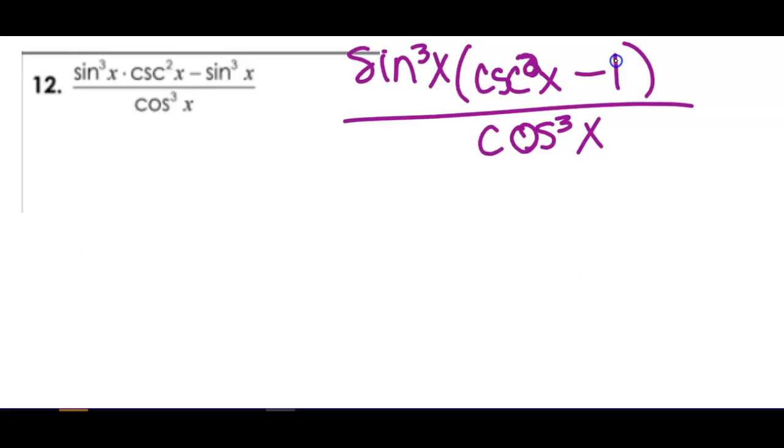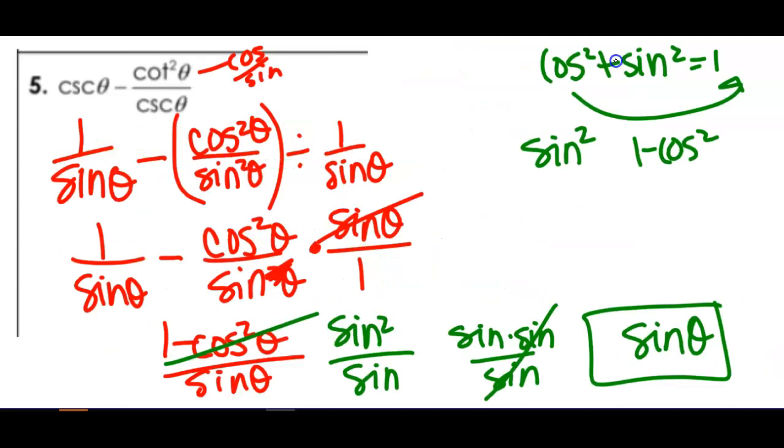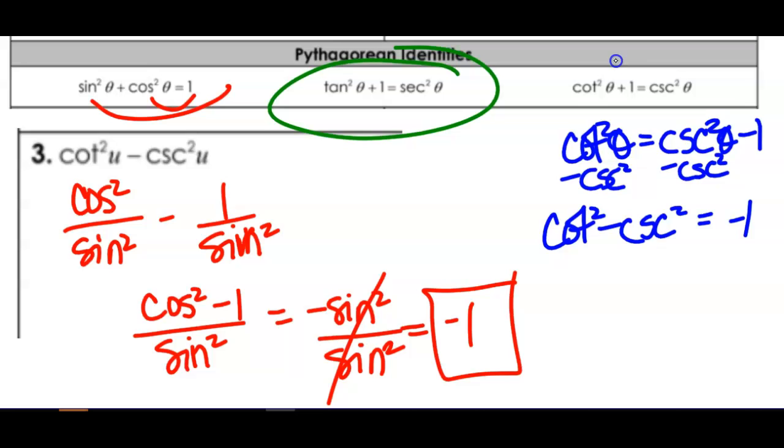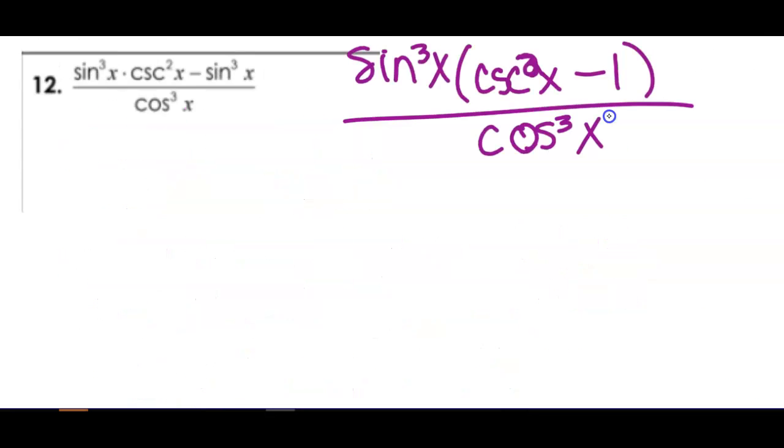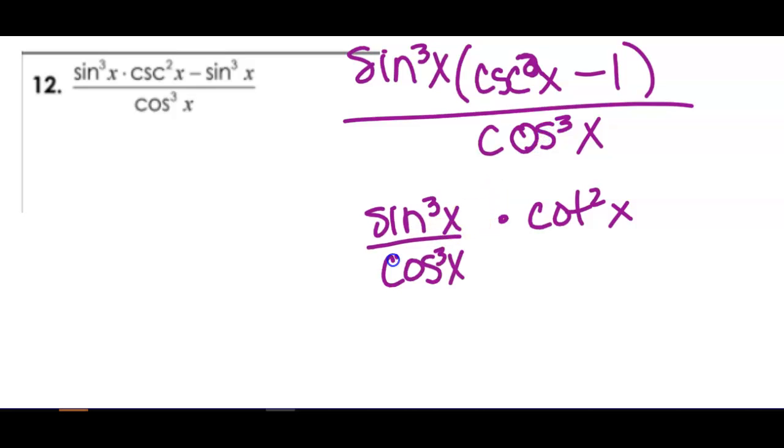Cosecant squared minus 1. Let's see, where are my Pythagorean ones? Cosecant squared minus 1 is a cotangent squared. So I have sine cubed times cotangent squared, and it's all over, and I can put this under just 1 if I want, because it's multiplied on the top. This is the same thing, right? Because it's all over, same thing.